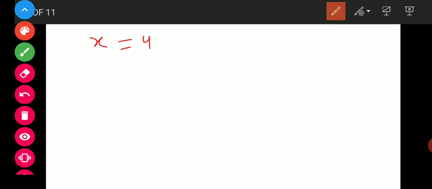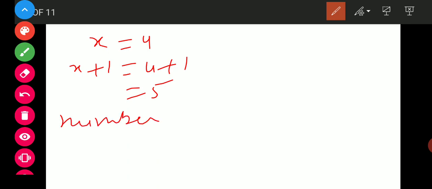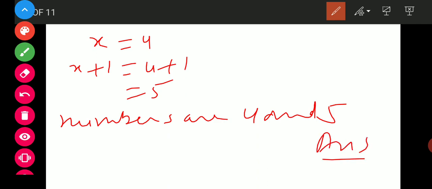We get x equal to 4, and x plus 1 is equal to 4 plus 1, which is 5. So the numbers are 4 and 5. That is your answer.